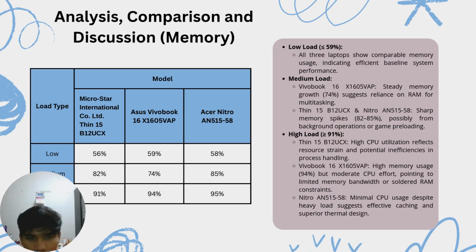game preloading. For the high load, greater than 91%, the 1015 shows high CPU utilization at 71%, reflecting resource strain and potential inefficiencies in process handling. The VivoBook 16 shows high memory usage of 94% but moderate CPU effort of 48%, pointing to limited memory bandwidth or soldered RAM constraints. As for the Nitro, minimum CPU usage despite heavy load suggests effective caching and superior thermal design.